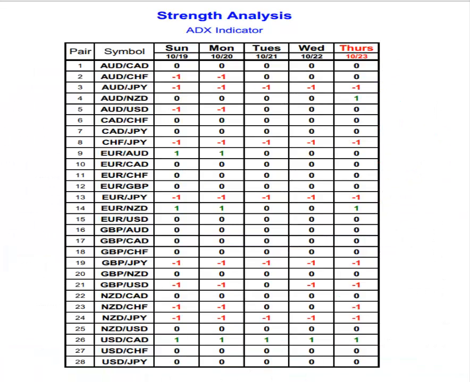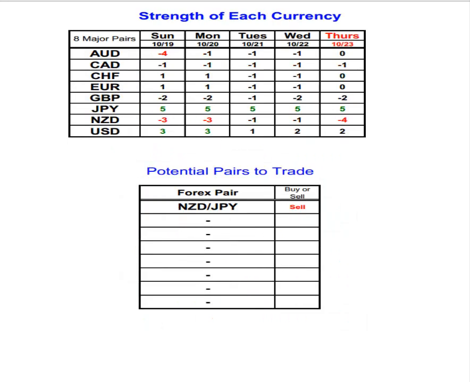Here's the ADX analysis chart for Thursday, October 23rd. Please compare this with the results of your analysis. From the ADX analysis and our strength calculator, we have the following currency strengths. There's one strong currency and one weak currency. The qualified pair is the New Zealand dollar yen.